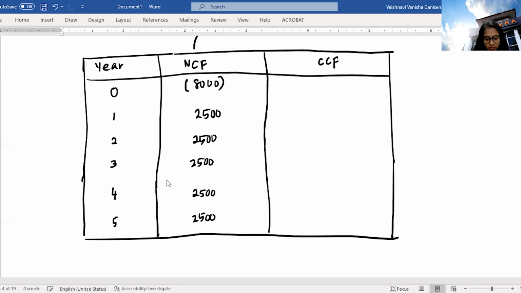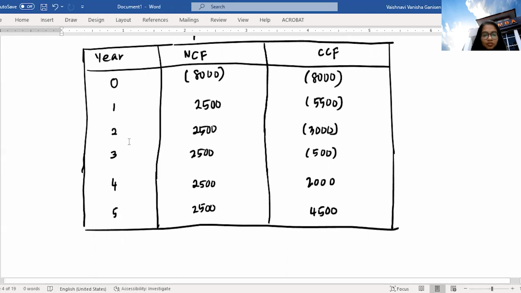Your cumulative cash flow, 8,000, okay? Negative 8,000 plus 2,500, negative 5,500 plus 2,500, negative 3,000 plus another 2,500, negative 500, 2,000 and 4,500. All right.